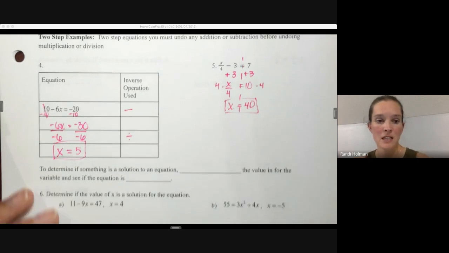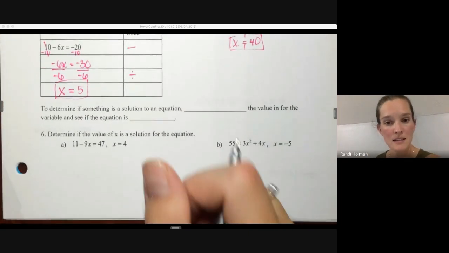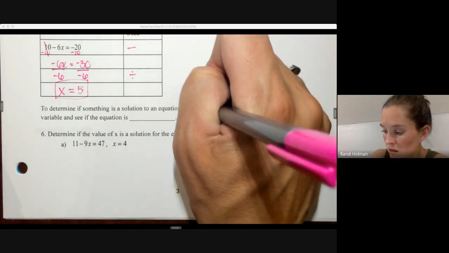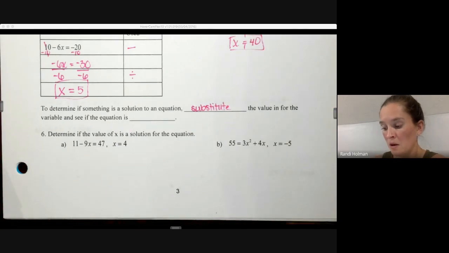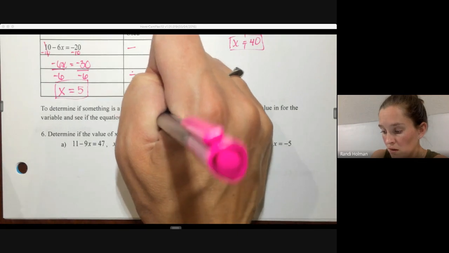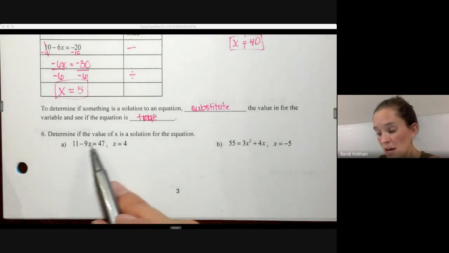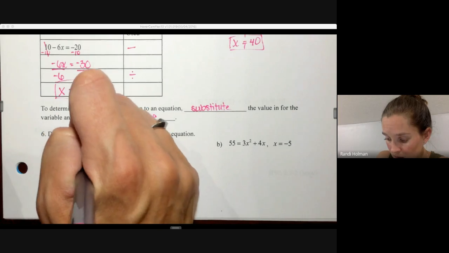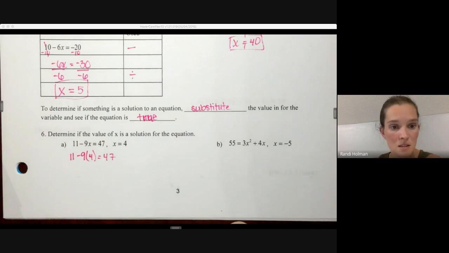Okay, this last part down here, we already talked about a little bit with our subbing back in, but to determine if something is a solution to an equation, we are going to substitute the value in for the variable and see if the equation is true. So if we want to determine if x equals 4 is a solution to this equation, all we have to do is plug in 4 and see, does this work?